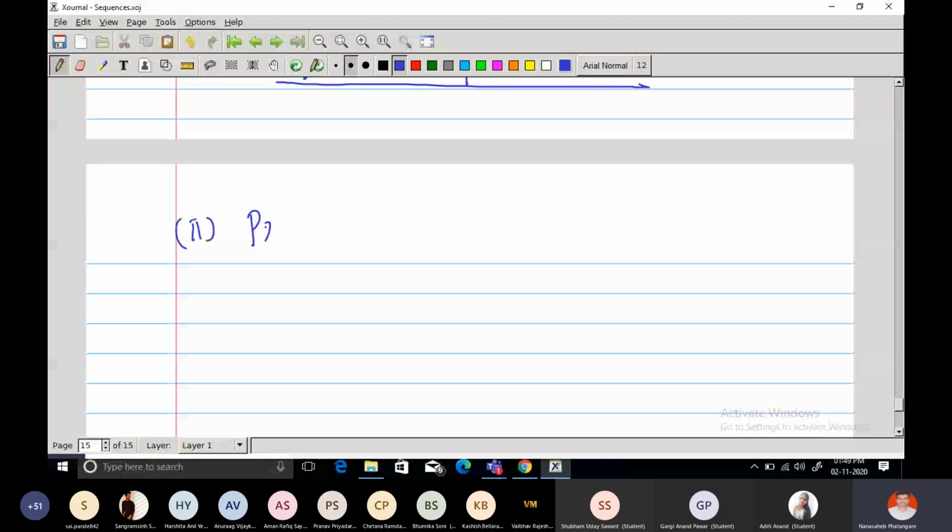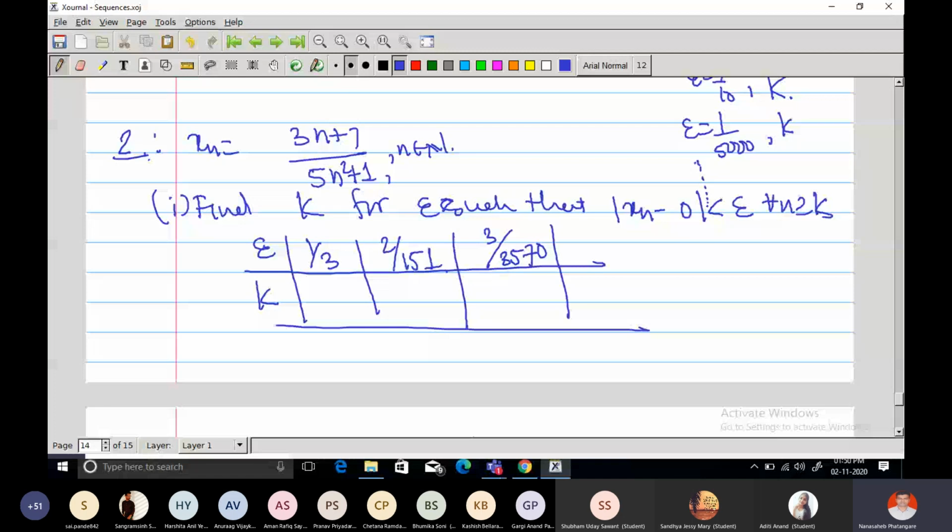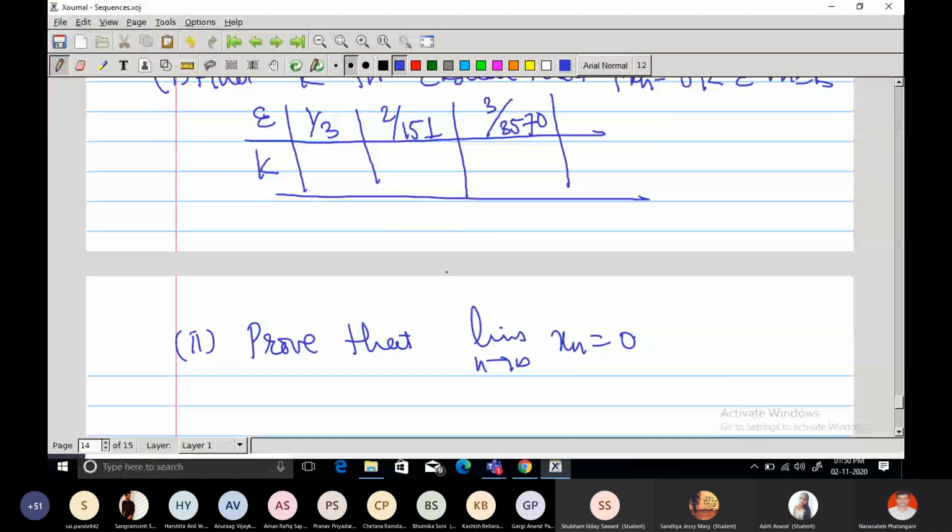Question clear? Sir, can you show the table one more time? So the values of epsilon I have given are not special values. You choose any epsilon, 1 upon 5000, 3 upon 7521, whatever you want, and you can produce k. Producing k for particular values of epsilon is not sufficient. You have to give a general one: whatever epsilon is, I can give you k. So generate a general formula.